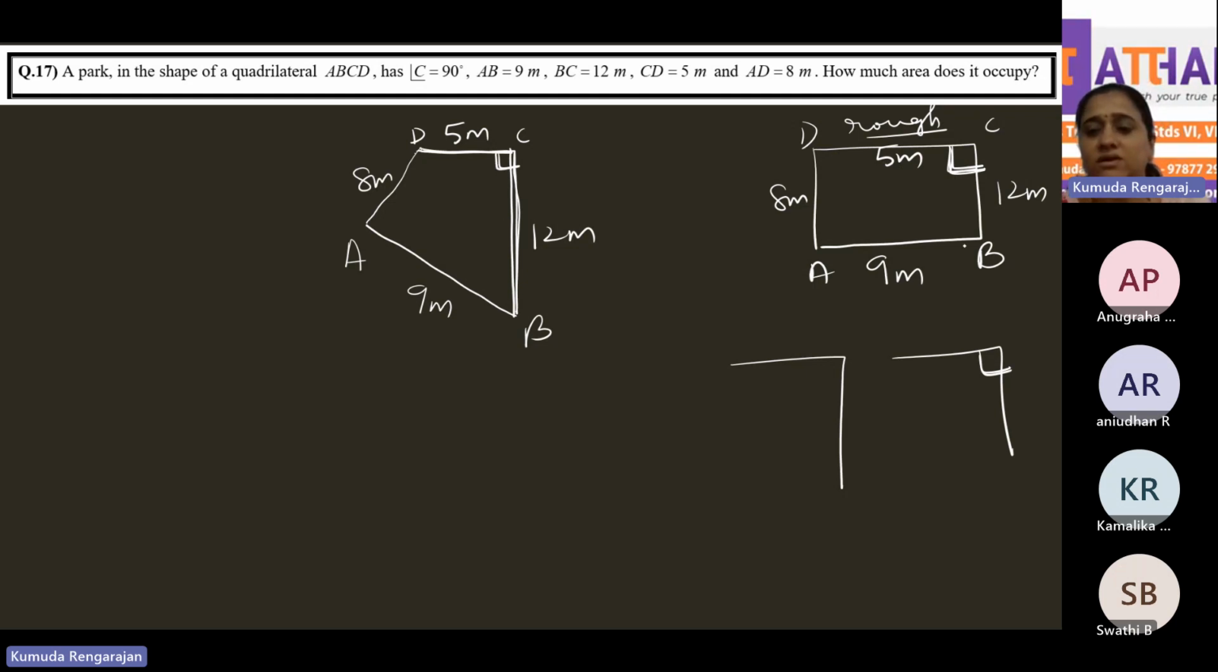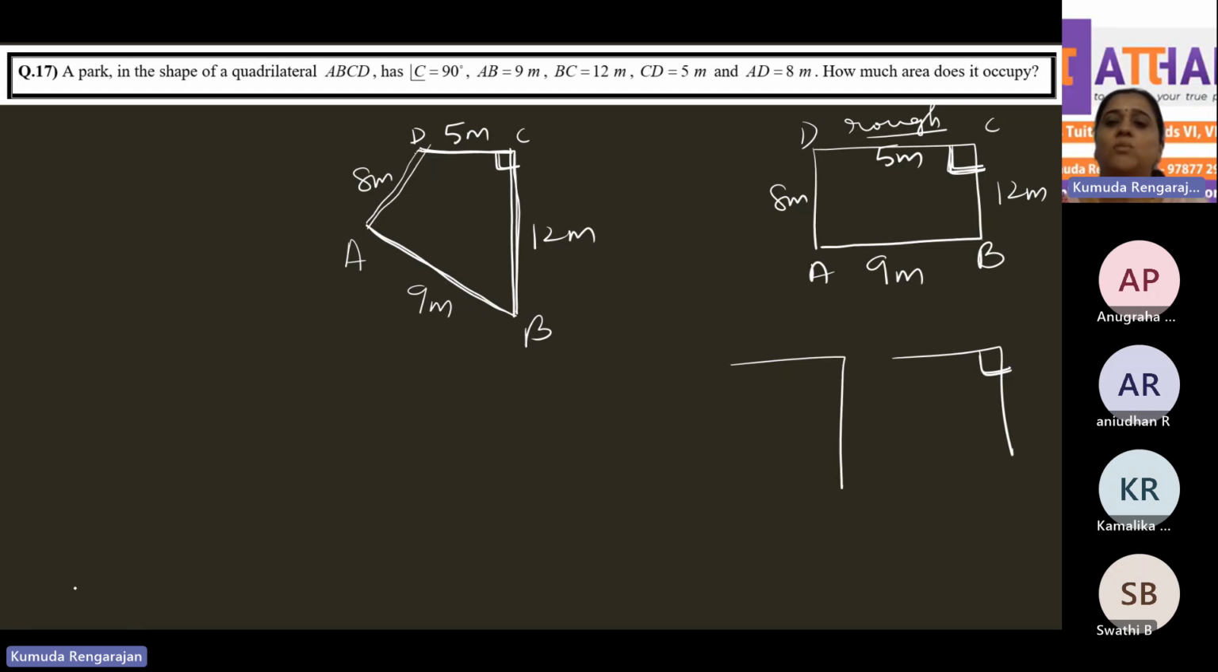Then after that, this BA is 9. So I simply went up, no reason. 9 meters and then 8 meters. Is that fine? All right. So this is the rough figure.